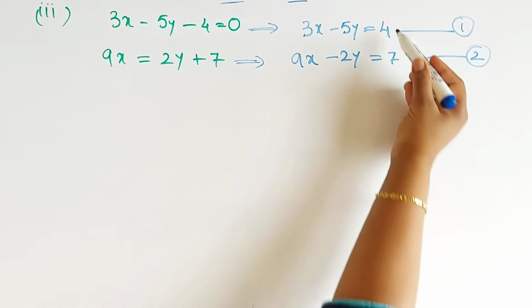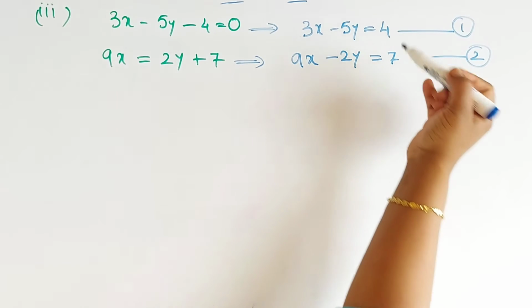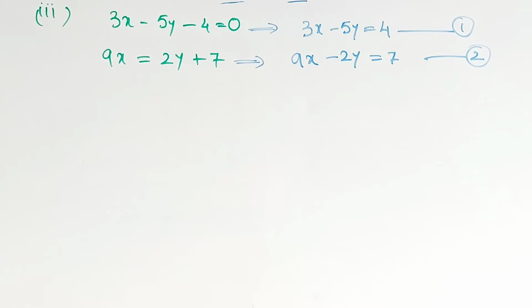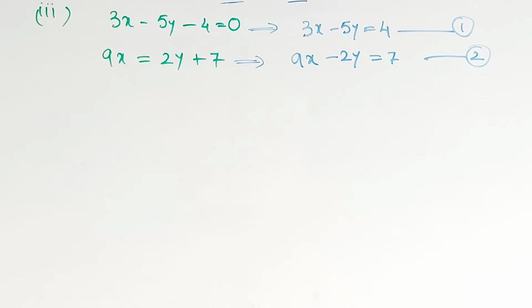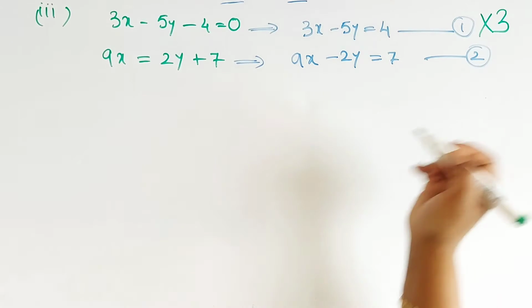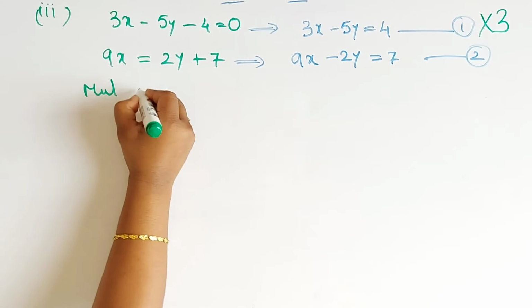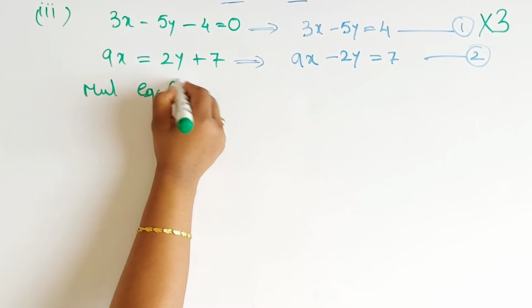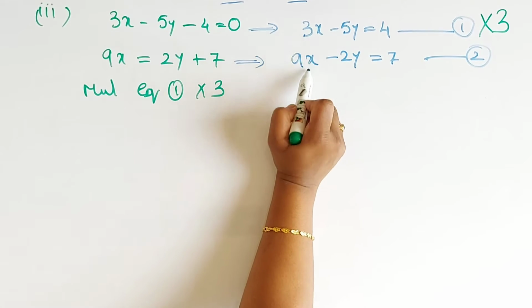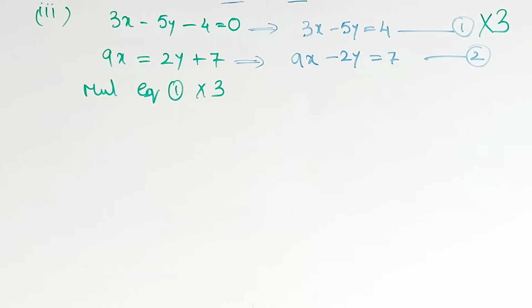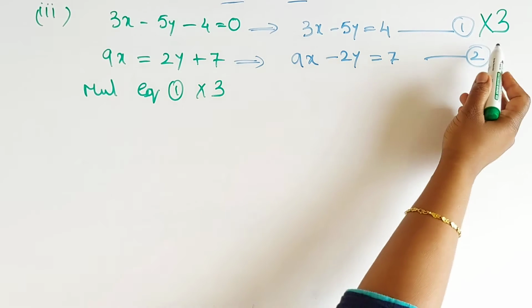Now observe these two equations. Are there any terms to cancel or eliminate by adding or subtracting? No. So that's why I am multiplying the first equation with 3. Multiply equation 1 with 3, so that here I will get 9. Then I can eliminate the first term. Now let's multiply the first equation with 3.